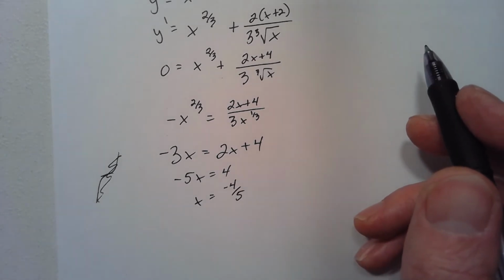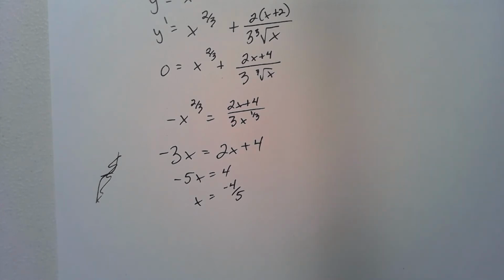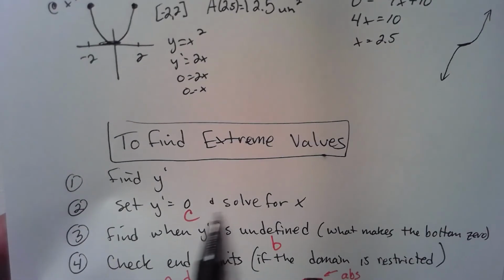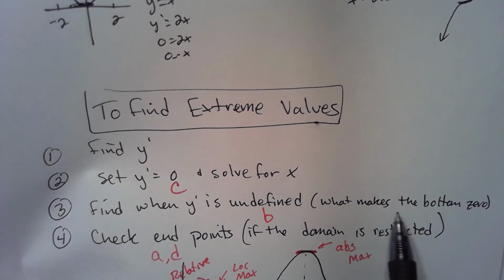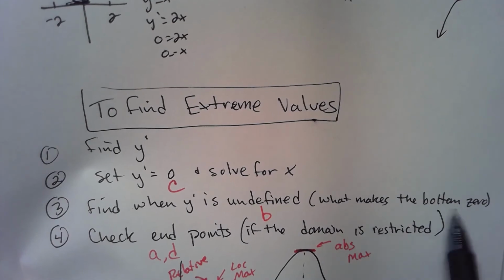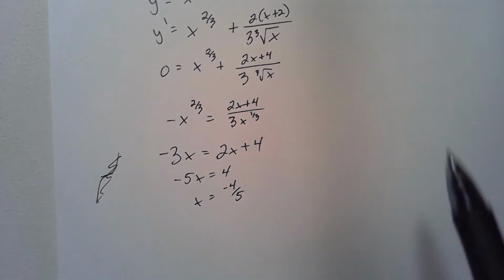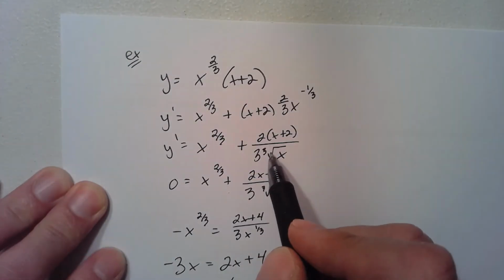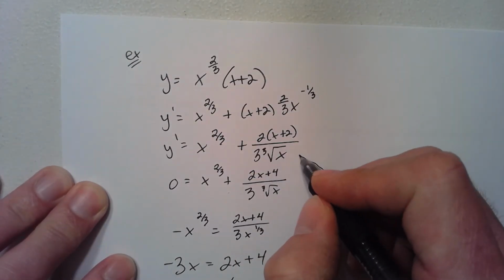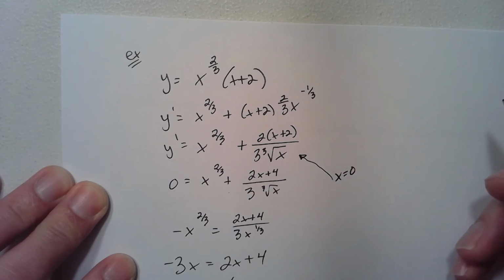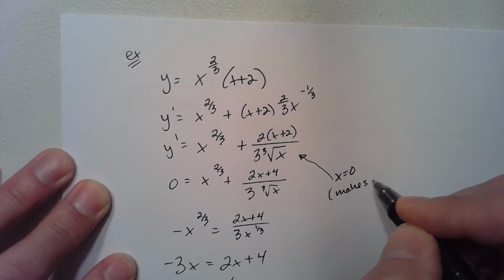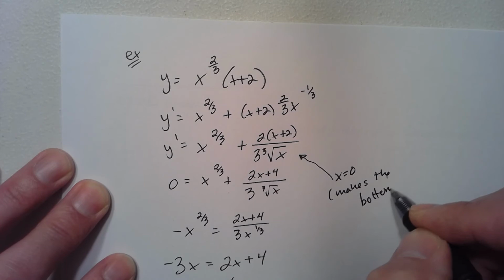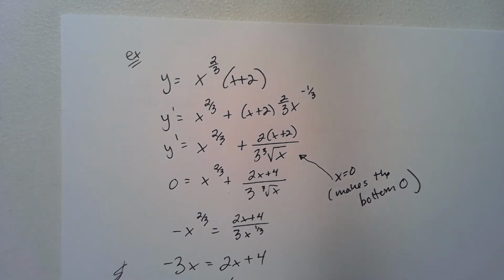Okay, so now back to here. We did the derivative, set it equal to 0 and solved. Now we have to find where it's undefined, specifically what makes the bottom 0. It's going to be undefined in more places than that, but what makes the bottom 0 is what we're looking for. So do we have any fractions in our derivative? Yes, we do. Okay, so right there, if x is 0, that makes the bottom 0. So x equals 0 makes the bottom 0. So something might happen at 0 also.